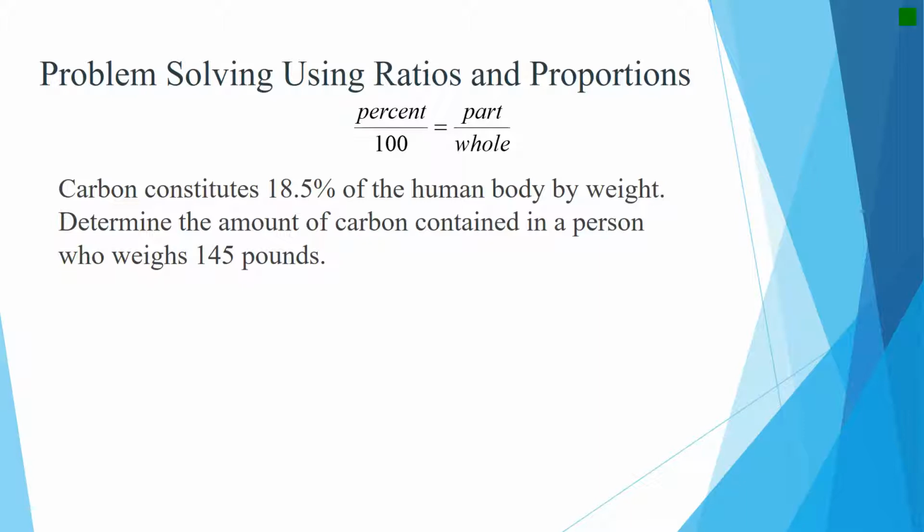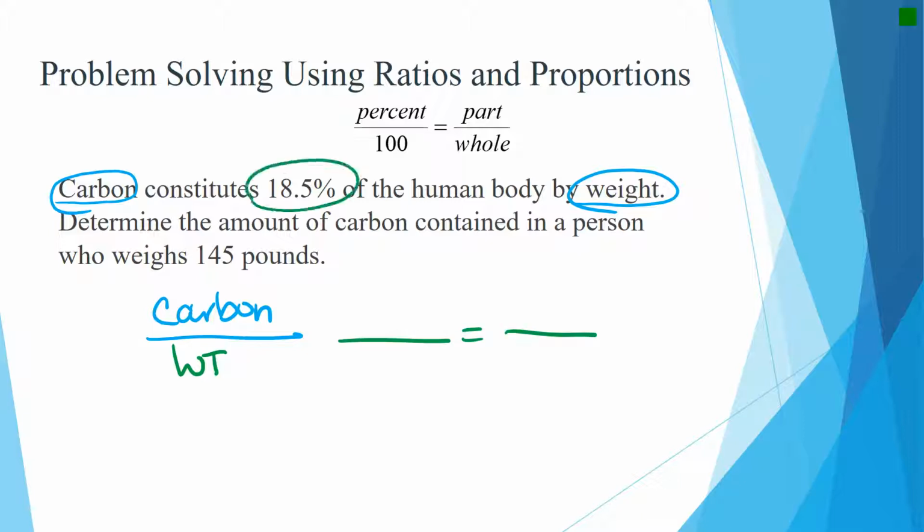All right. Carbon constitutes 18.5% of the human body by weight. Boy, that's interesting. Okay, let's pretend we're science. So what do we have here? We've got carbon constitutes 18.5% of the human body by weight. So we're talking about carbon. That's the part, that's the specific part of our body. Our whole body is how much we weigh, but only part of it is our carbon. And then the other thing we're talking about is the weight. So when we set this up, did they give us a percent? Yes. So it always goes in the percent spot, and underneath that we have the 100.